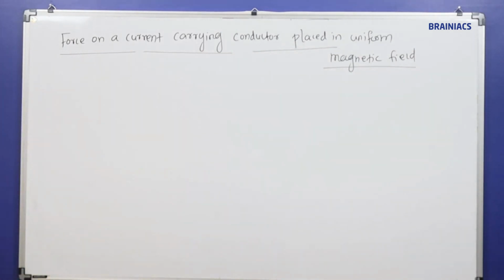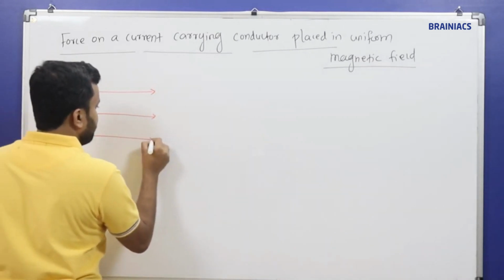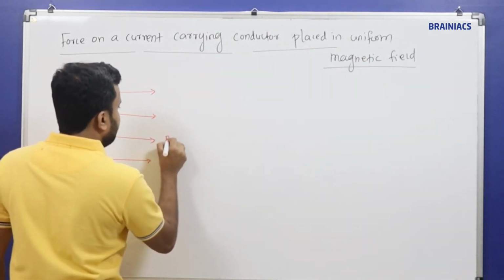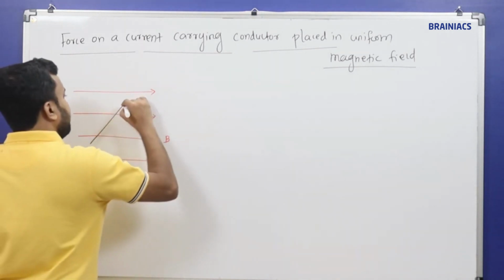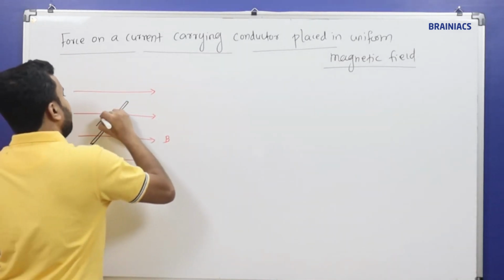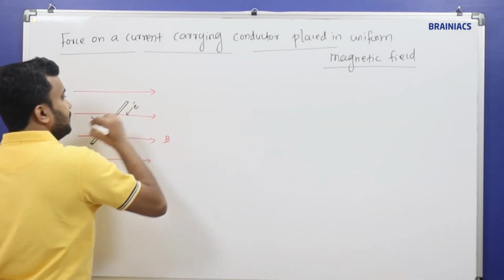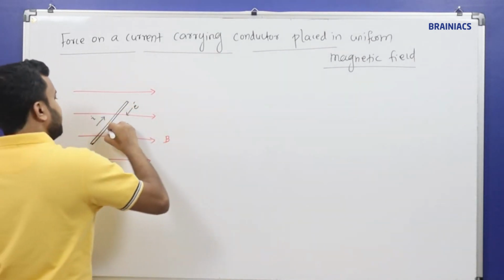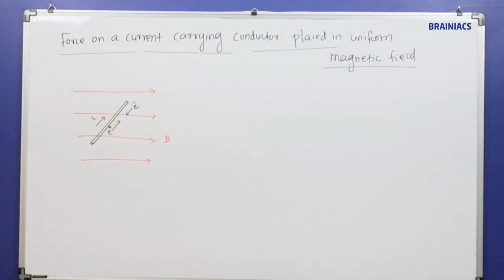The magnetic field is uniform. So we have a magnetic field directed in this direction, and the magnetic field is B. And I have placed a current carrying conductor like this, which is carrying the current in this direction I. We know electrons are moving in the opposite direction. In another way, we can say positive charged particles are moving in this direction, so we are interested in the positive charged particle.